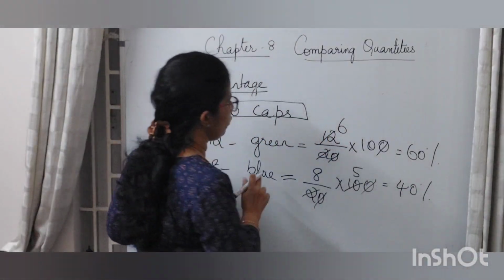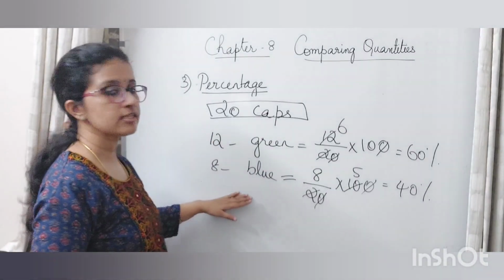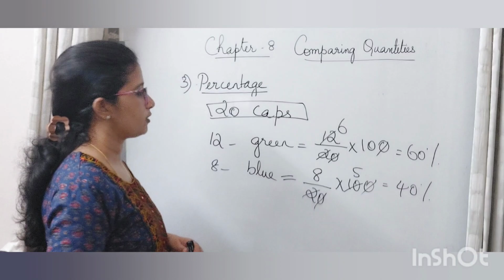40% of the caps are blue and 60% of the caps are green. So clear with this percentage concept? Okay.